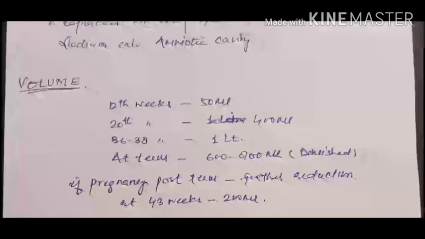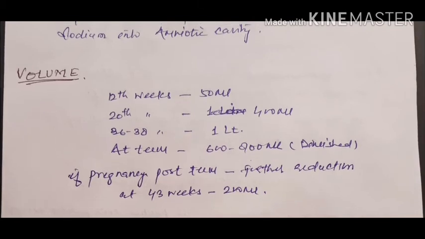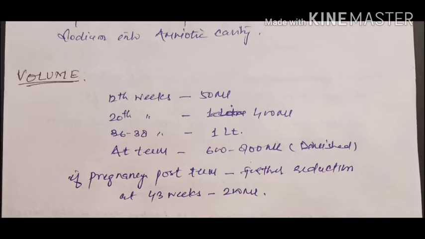And now the volume. At the 12th week, volume is 50 ml. At the 20th week, it goes to 400 ml. At 36 to 38 weeks, it reaches 1 liter, and at term it diminishes and 600 to 800 ml remains. If the pregnancy is post-term, there is further reduction; at 43 weeks, it is only 200 ml.